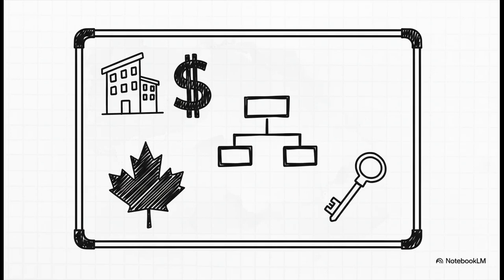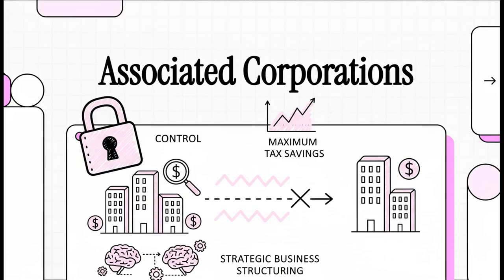All right, class, welcome. Today, we're diving into a topic that is absolutely essential for anyone serious about business in Canada. We're going to crack the code on a really critical topic for any future business owner or tax professional, the associated corporation rules. Understanding these rules is really the key to structuring a business for maximum tax efficiency. So believe me, you're in exactly the right place.